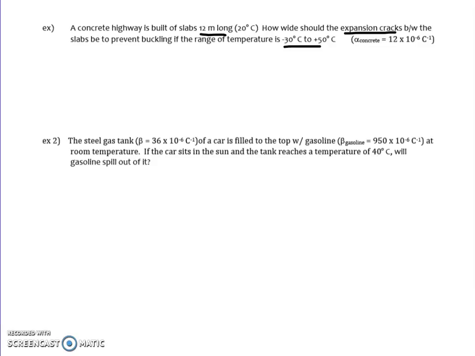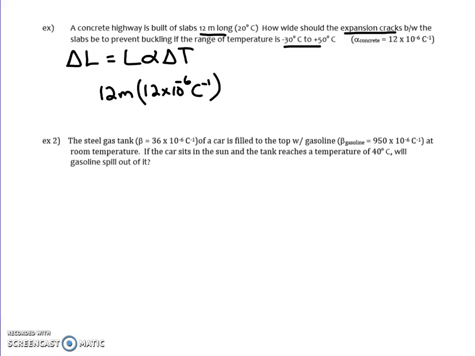So let's just make sure we know what we're solving for. How wide should the cracks be? So that's not quite your uncertainty in length, but how much give there is. So that's delta L. So that's going to equal L times alpha delta T. L is given as 12 meters. Alpha is 12 times 10 to the -6. So notice it's a very small value per degree Celsius. And then our temperature range, which is expected for this, is from -30 to 50. So that's going to be 80 degrees.